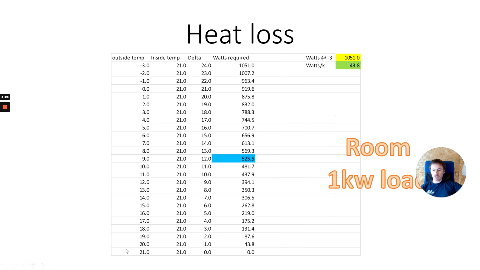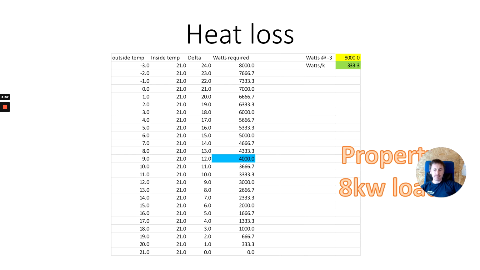Okay, so if we go to this room sheet here, you can see on the left hand side I've got all of the outside temperatures. The inside temperature is going to stay the same, it's going to be 21, and we've got a delta between the two all the way changing and our watts required. Okay, so we need 1051 watts to heat the room at -3 outside. Divide that by 24 gives us 43.8 watts per Kelvin. And as you can see, at 9 degrees outside, we've got a 12 degree difference, times that by 43.8 gives us 525.5 watts of energy required to heat the house at 9 degrees outside.